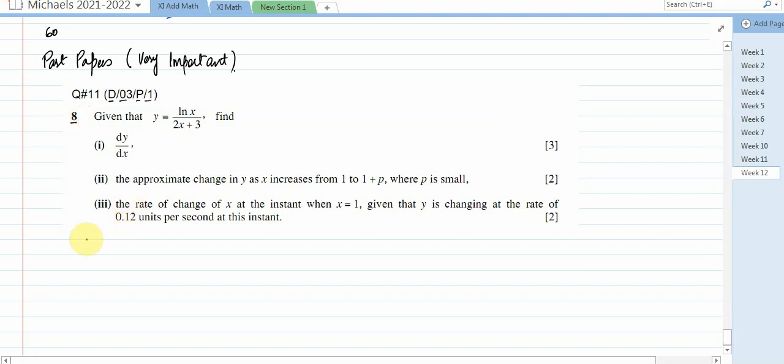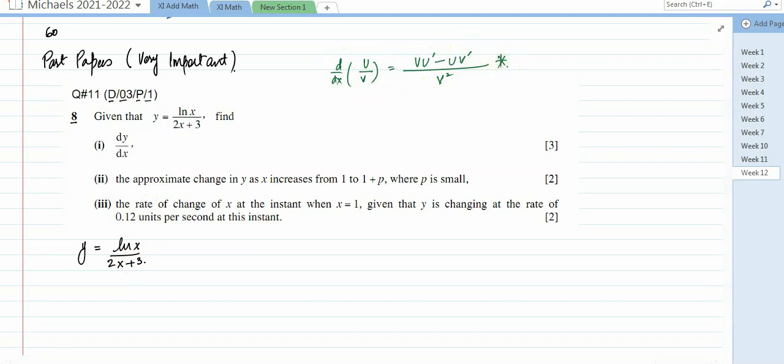The question says y is equal to ln x divided by 2x plus 3. For the first part you need to start with the differentiation. You have two functions and they are dividing, so you need to apply the quotient rule here, that is u upon v. I hope all of you remember the working formula. In case you forget, the derivative of u upon v is equal to, in the division we have v square, v derivative of u minus u derivative of v. You need to learn that working formula so you can apply it easily.